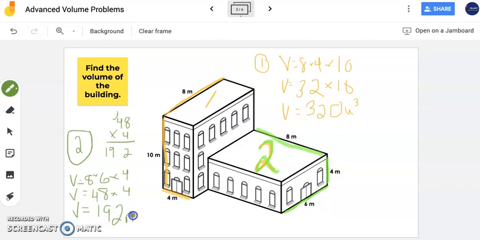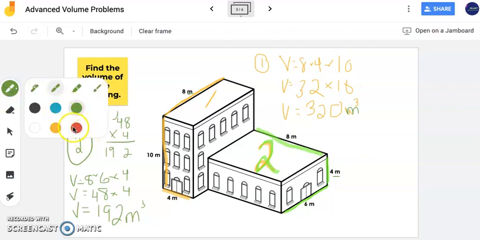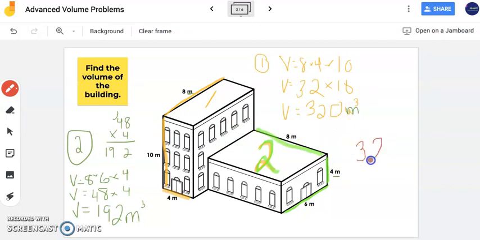And actually we have meters cubed. So here, instead of units, I'm going to put meters because we do have our unit of measurement here as meters for both these buildings. So I have 192 meters cubed. Now, both these answers are very, very important. My last step is to find the sum. I'm going to take the volume of part 1, 320, and add it to part 2, 192.